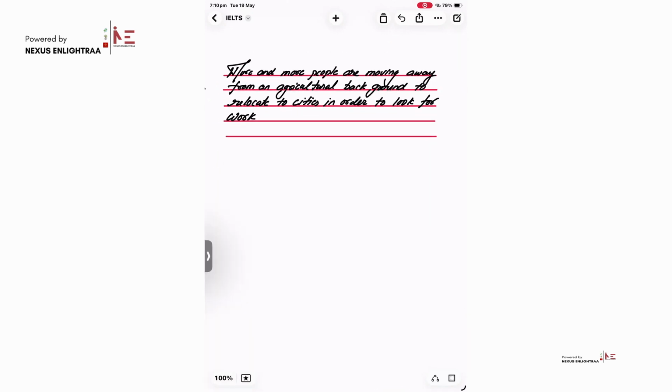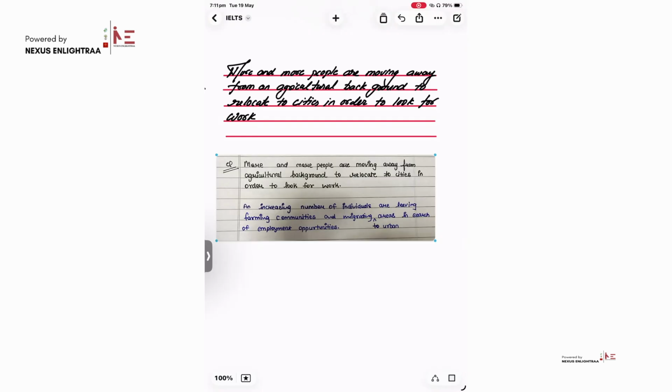Yes, sir, I sent it to you. Right, I have received it. So more and more people are moving away from agricultural background to locate to cities in order to look for work. An increasing number of individuals are leaving farming communities.